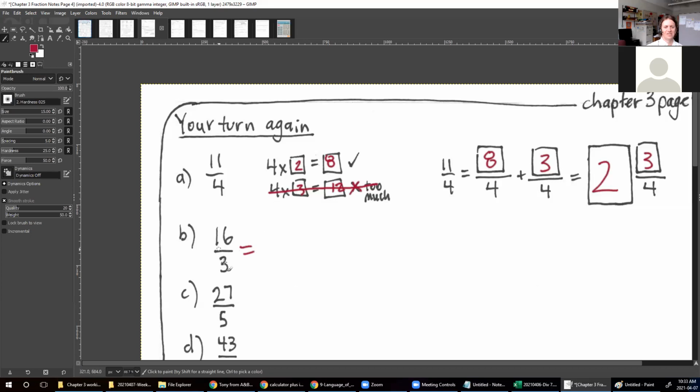All right, so let's do 16 over 3. How many groups of 3 can I get out of 16? Well, I know that 5 times 3 is 15. That's pretty close, and that's right underneath. So let's use that. We have 15 thirds, and we would have 1 left over, because if we took 15 away from 16, we'd have 1 left over, or 1/3 left over. 15 over 3 is really 5, right? And 1/3.